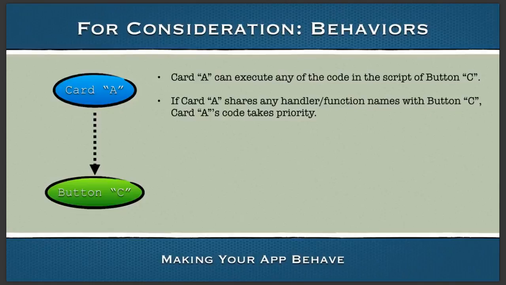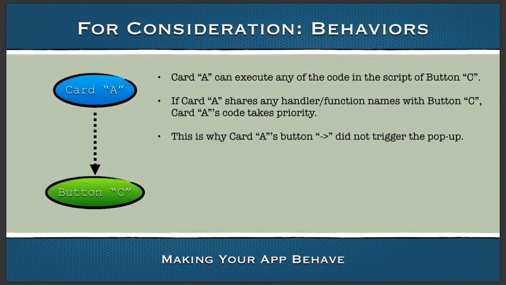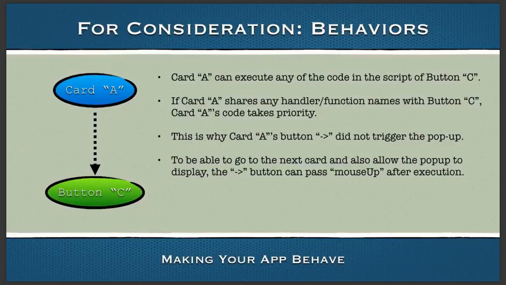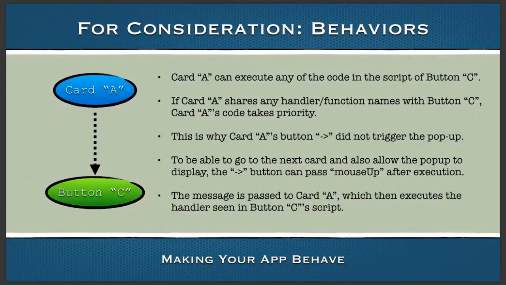This caveat actually managed to make its way into the demo. A keen observer may have noticed that each card of stack X contained a button that switched cards when clicked. Even after we set card A's behavior, clicking on the navigation button did not display a pop-up. This is a direct result of the navigation button having its own mouse up handler. Because the button did not pass mouse up, the message never reaches button C's handler. If we want a pop-up to display when that button is clicked, while also preserving its original functionality, we have to add pass mouse up to the end of the button's handler. Passing the message would give it to card A, and because card A has no mouse up handler of its own, the handler in button C would end up executing.